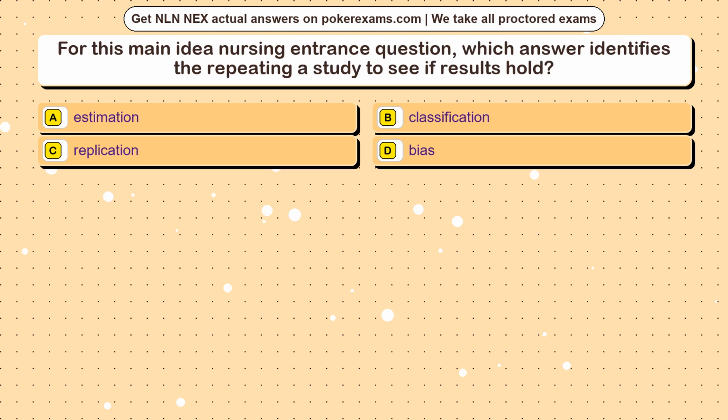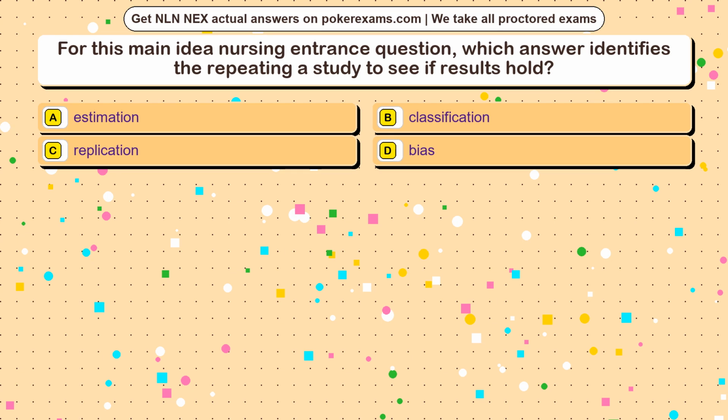Question 13. For this main idea nursing entrance question, which answer identifies repeating a study to see if results hold? Option A, estimation. Option B, classification. Option C, replication. Option D, bias.